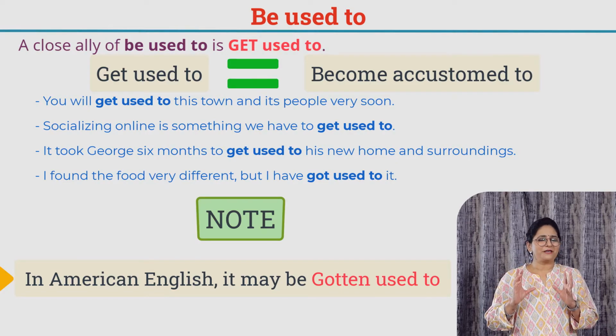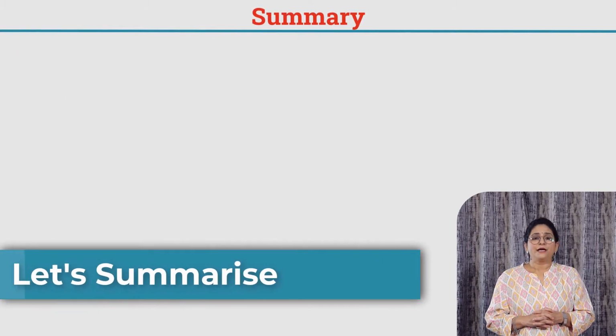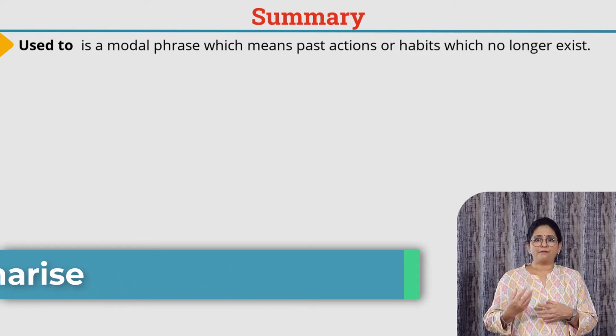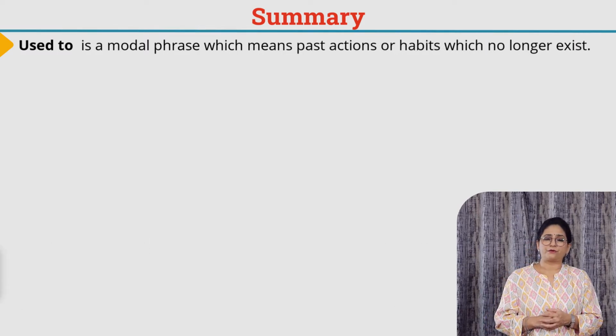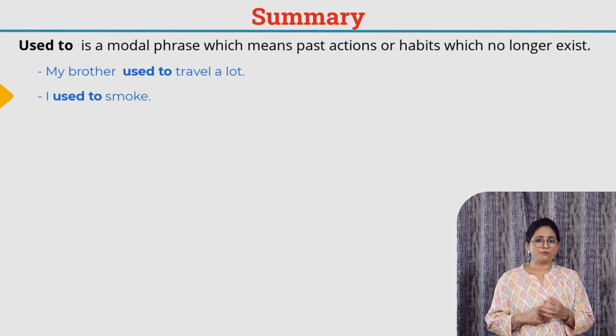So this is about be used to. Now it's time to sum up. Used to is a modal phrase which means past action or habits which no longer exist. For example, my brother used to travel a lot. I used to smoke. That means I don't smoke now.